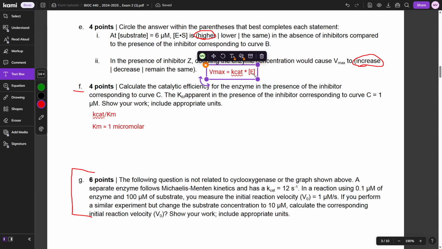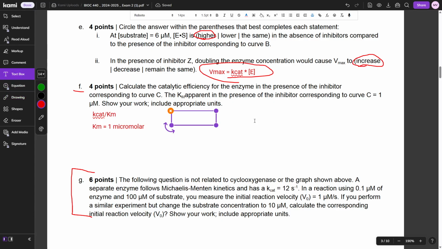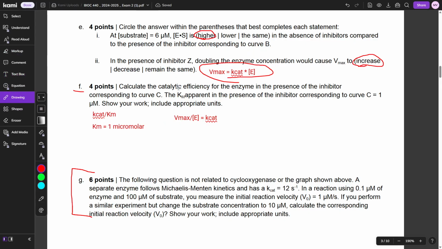Now, if we look for Kcat, Kcat is going to be solved using this equation, but we have to rearrange it, because you can't just solve for it the way it is. If we rearrange that, we get Vmax divided by the enzyme concentration equals Kcat. Does that make sense how I got there? All I did was divide both sides by the enzyme concentration. That makes sense? Okay, cool.